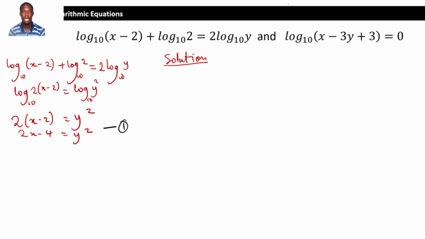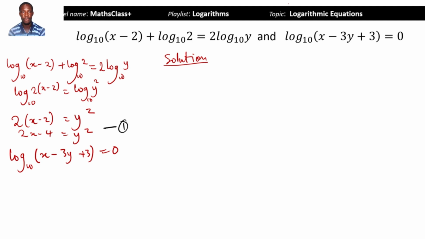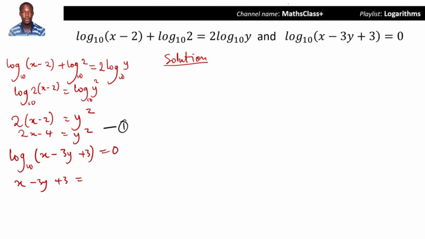And then I'll take the second equation, which is log to the base 10 of an expression in bracket, which is x minus 3y plus 3 is equal to 0. And this one, I'll convert to indices and obtain x minus 3y plus 3 is equal to 10 to the power 0. Okay, and this one is x minus 3y plus 3 is equal to 1. Let's remember, any number to the power 0 is 1. So this one counts as my equation 2.